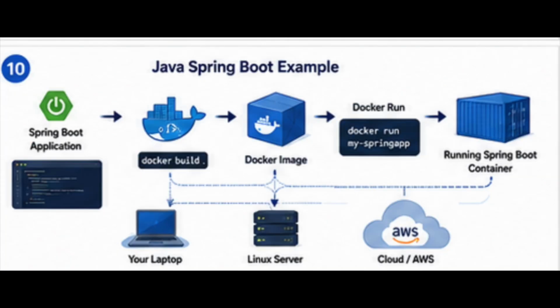Let's connect this architecture with a Java application. Suppose we have developed a Spring Boot REST API. First, we build a Docker image containing our application. Later, whenever someone executes the docker run command, Docker creates a container from that image. Inside the container, our Spring Boot application starts automatically. The same image can be used by developers, testers, and production servers, ensuring consistent behavior everywhere.